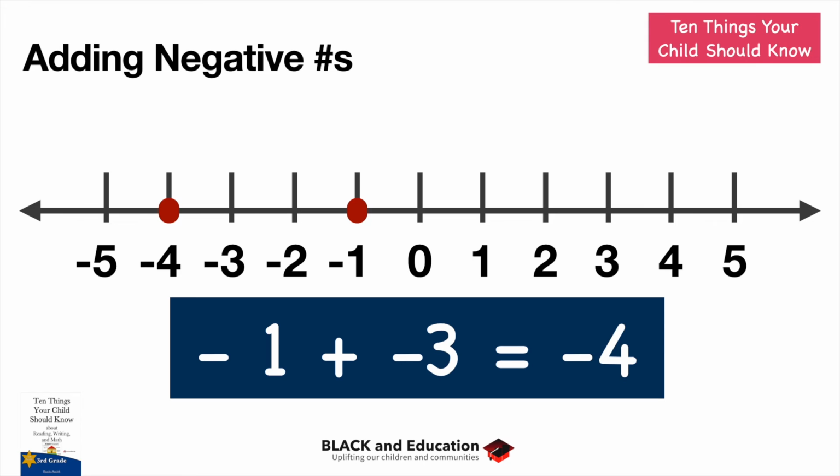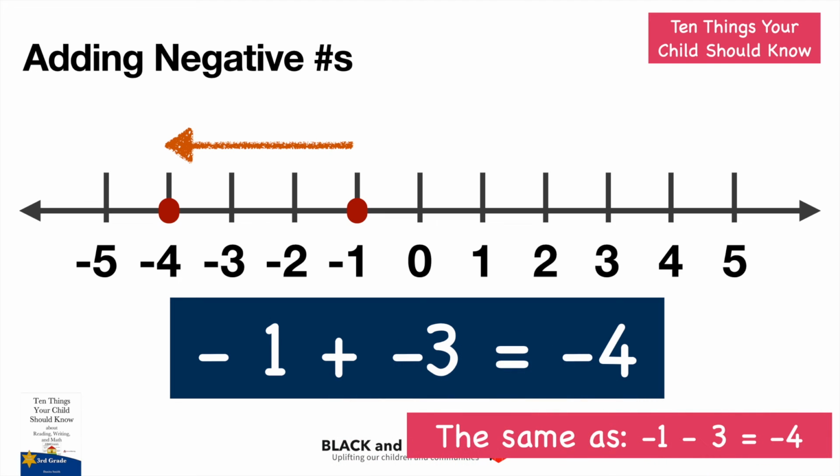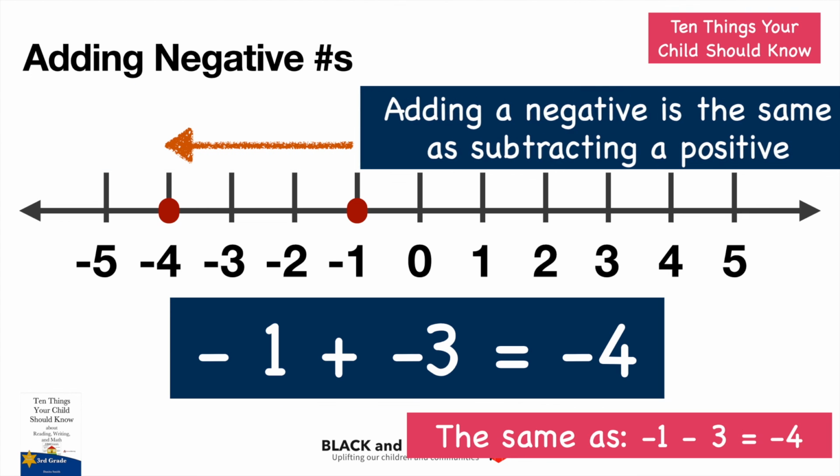So let's get another example here. I have negative 1 plus negative 3. If I'm adding a negative, I'm going to go to the left 3 spaces, and I end up at negative 4. So essentially that's the same thing as negative 1 minus 3. So negative 1 plus a negative 3 is the same thing as negative 1 minus 3. You're both going to end up at negative 4. So essentially what that's giving us is that when you add a negative, it's the same thing as subtracting a positive. That's what you want to remember.